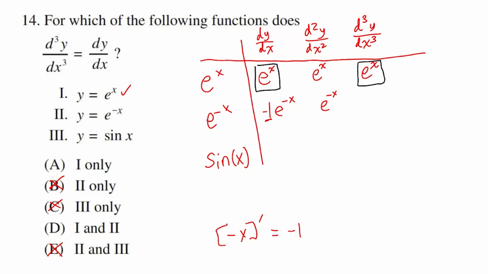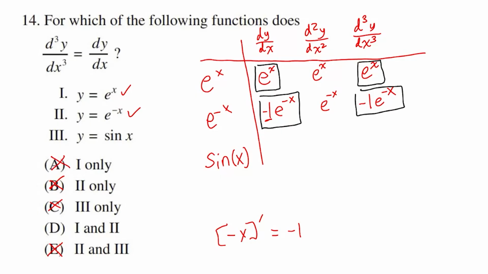Then we'll differentiate one more time. And we've already done this one. It's the one we did at the beginning. So we should know that the derivative of e to the negative x is negative 1 times e to the negative x. This is another one where we can see that the first derivative is the same as the third derivative. So that one checks out as well. So we know 1 and 2 are both correct.